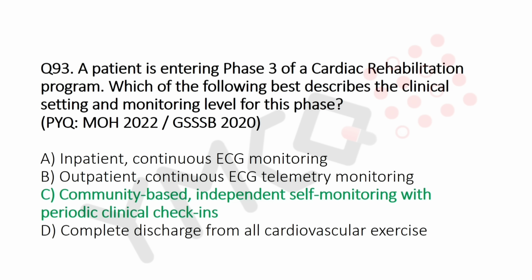Phase 1 is in the hospital. Phase 2 is the outpatient phase, with EKG wires glued to you. Phase 3 is the maintenance phase. You are at the community gym monitoring your own heart rate safely and independently.